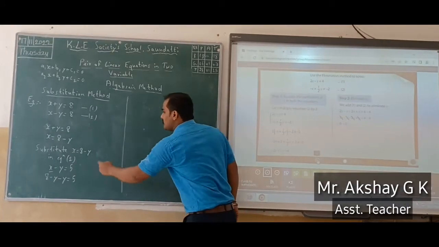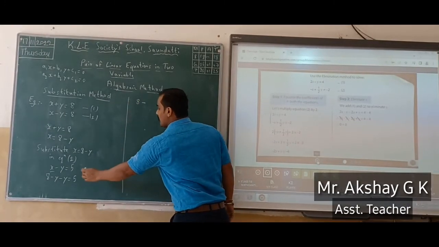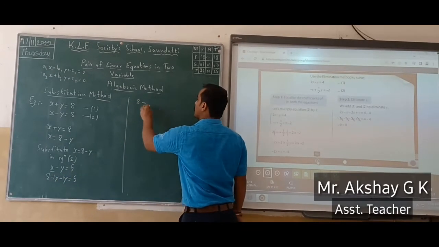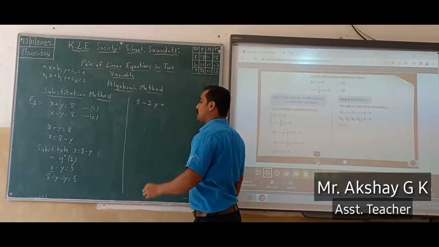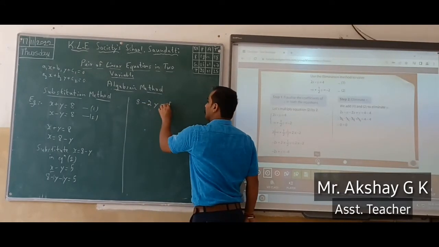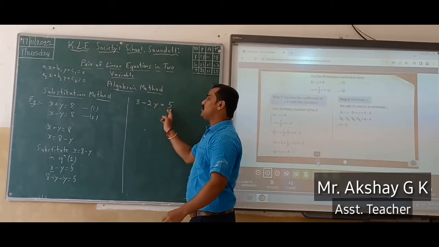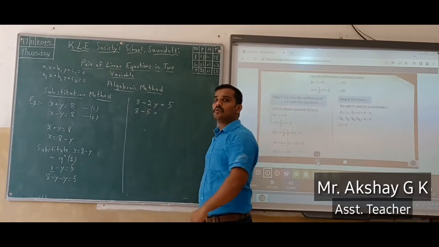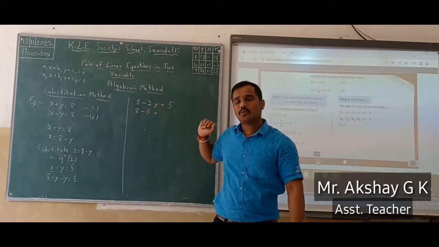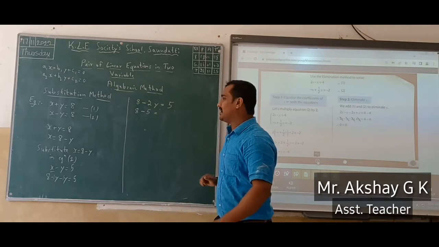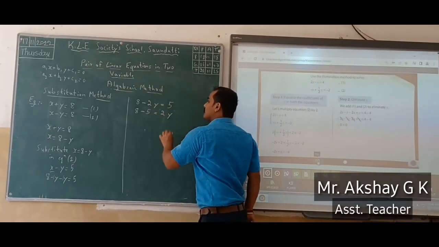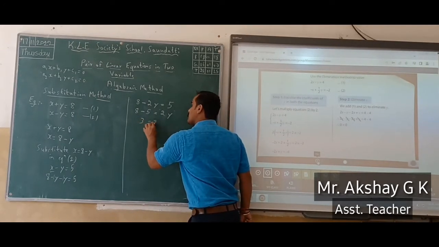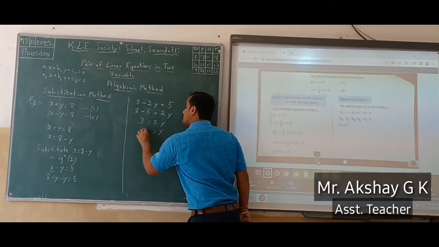Now 8 minus y, minus 1y is nothing but minus 2y, which is equal to 5. Now transpose 5 to the LHS so that it will be 8 minus 5, which is equal to, after minus 2y, you transpose it to the RHS, that is nothing but 2y. 8 minus 5 is nothing but 3, which is equal to 2y, then y is equal to 3 by 2.